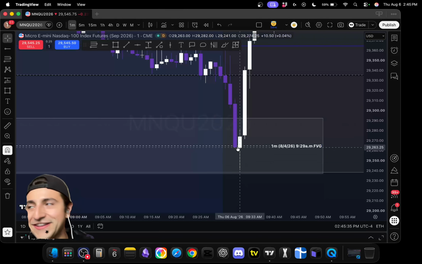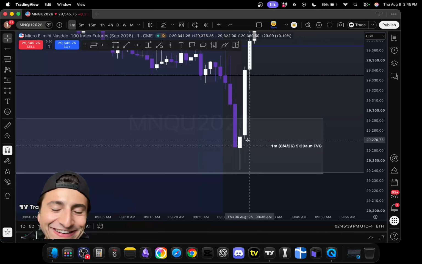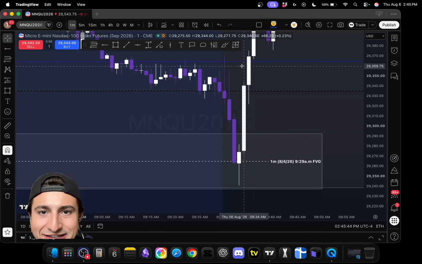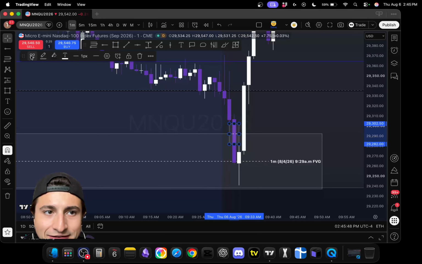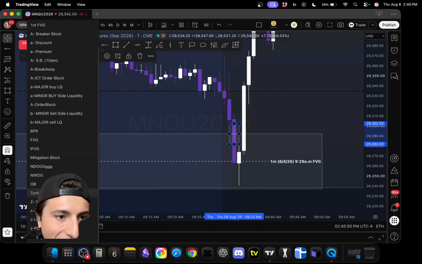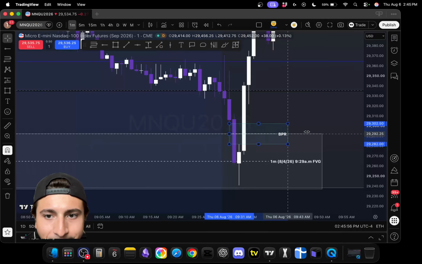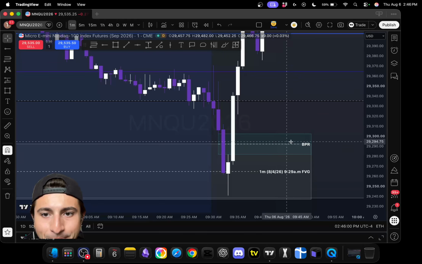Bodies. Look at the bodies, fam. Look at those bodies. I cannot make that up. And then look at the most bullish price action. We got balanced price range here. So we don't really need to draw back if we don't want to. Do I not have BPR? Yeah, right there. So we have balanced price range, right?